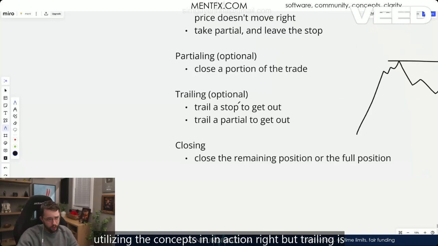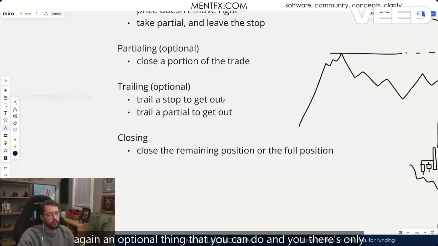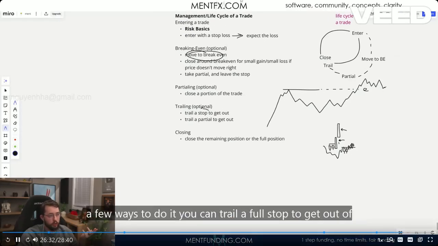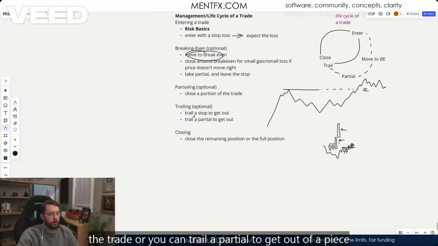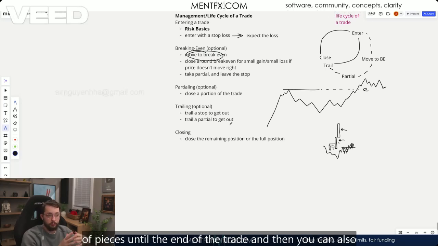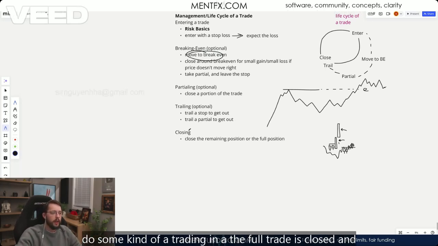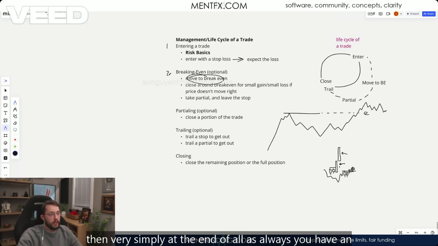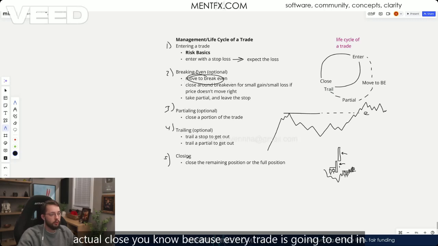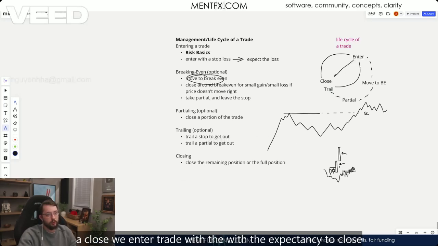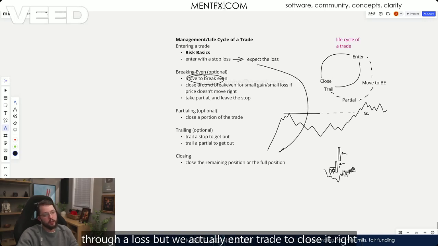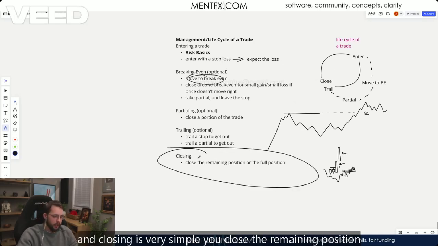But trailing is, again, an optional thing that you can do, and there's only a few ways to do it. You can trail a full stop to get out of the trade, or you can trail a partial to get out of a piece of the trade, or you can trail multiple partials to get out of pieces until the full trade is closed. And then, very simply, at the end of all, as always, you have an actual close. Because every trade is going to end in a close. We enter a trade with the expectancy to close it through a loss, but we actually enter a trade to close it, right? And closing is very simple.